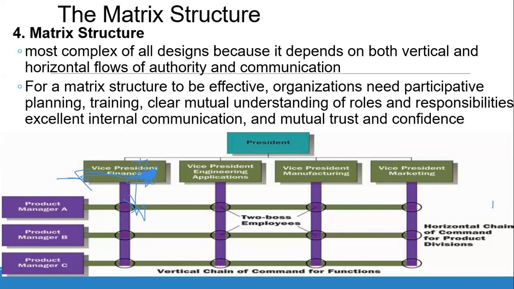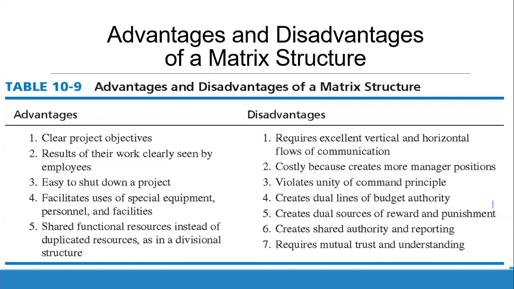For the matrix structure, it is possible for an employee to have two authorities or two supervisors to report to at any point in time, because horizontally they will be reporting to one supervisor and vertically they will also be reporting to another supervisor. And as I indicated earlier on, this particular structure is a way of reducing the challenges that are obscured whenever we try to implement the divisional structure.